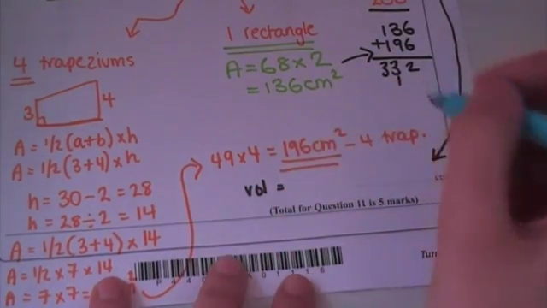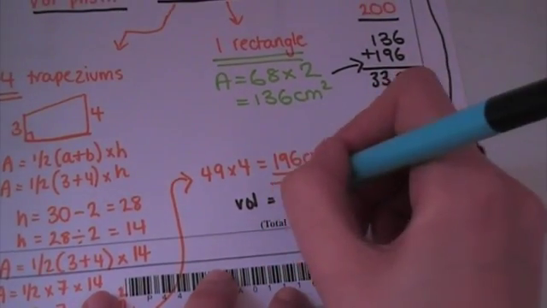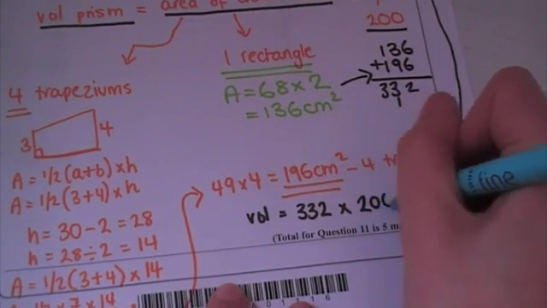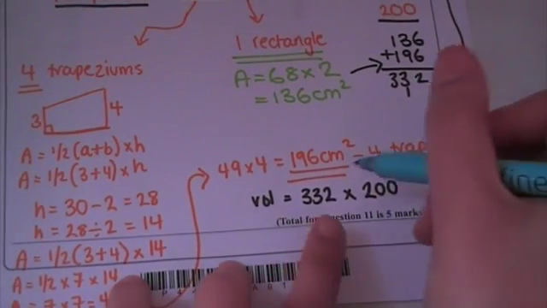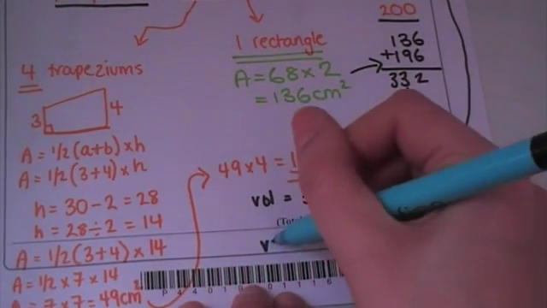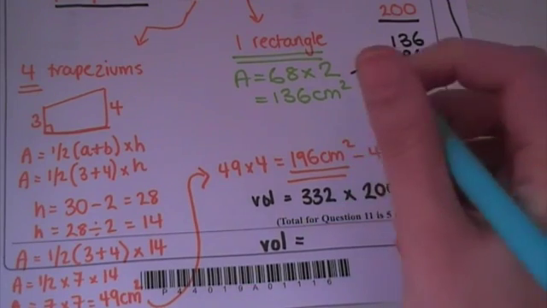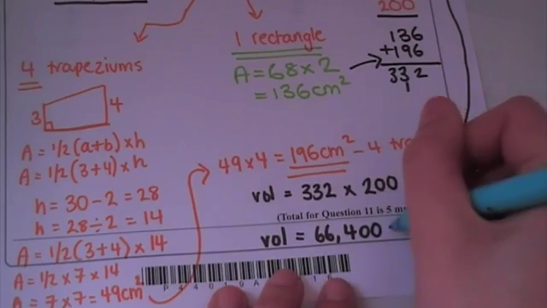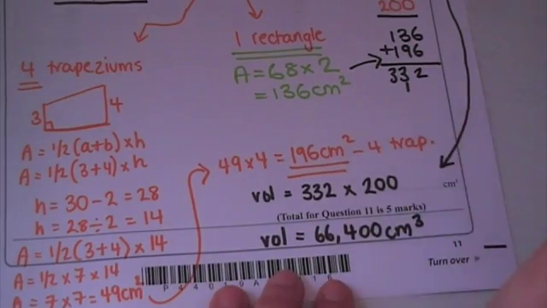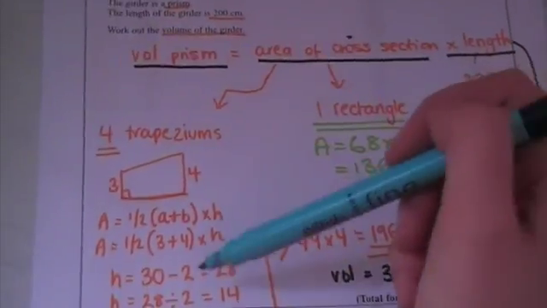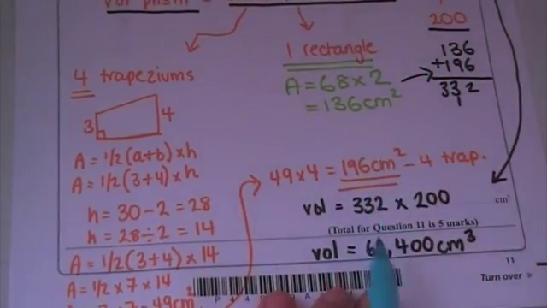volume equals area of the cross section, which we just worked out, and we're timesing it by the length 200, which they gave us in the question. You could do lattice method, or you could do 332 times 100 and then times by 2. Either way, you should get your volume equal to 66,400 centimetre cubed. So remember to use your formula booklets for things like this, and then take each step as it comes to finally get your answers.